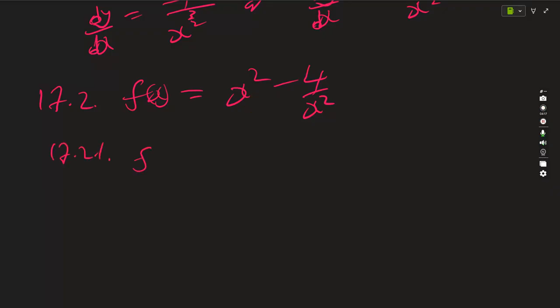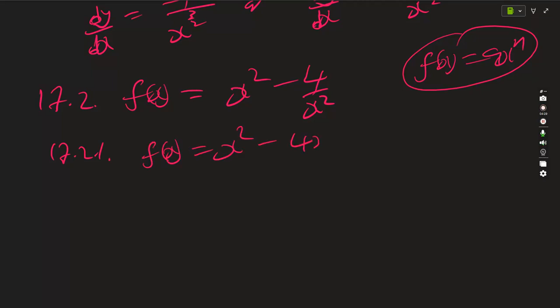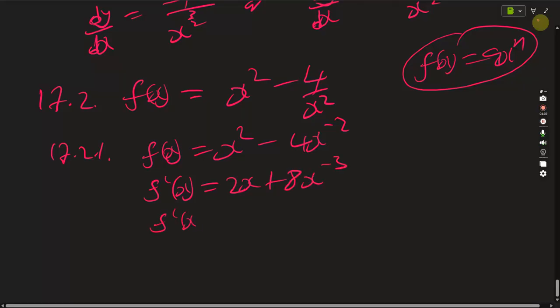So okay, let's differentiate. Before we differentiate, we have to write our function in this form. All the terms should be in that form there. So that means we have to fix the second term. So we've got something like that. Then we can just differentiate. f prime of x is 2x plus 8x to the negative 3. That means f prime of x is 2x plus 8 over x cubed.